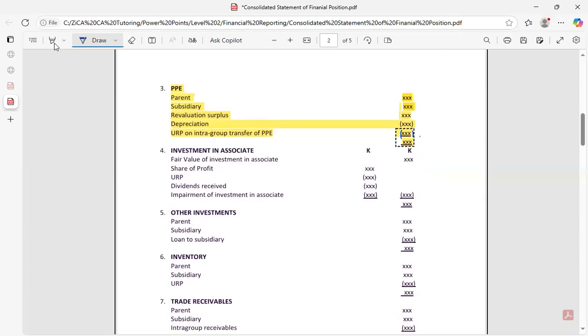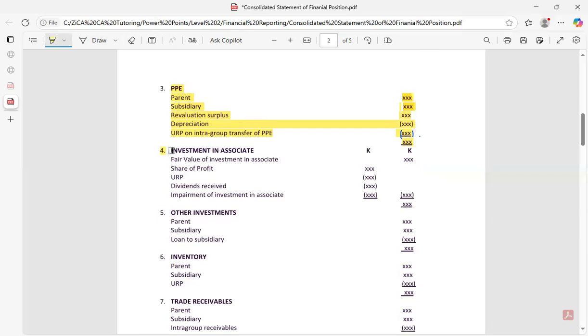And then we also have investment in associates as working number 4. So working number 4, investment in associates, you get the fair value for the investment in associate. Usually the fair value for the investment in associate is just the amount that you pay, right, to acquire this associate, right?